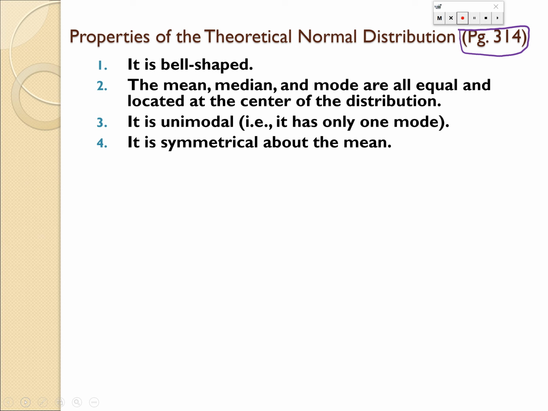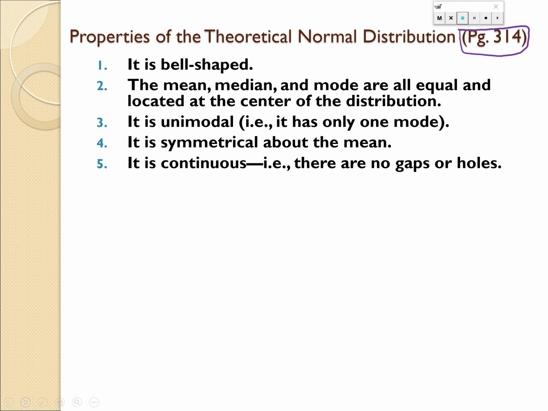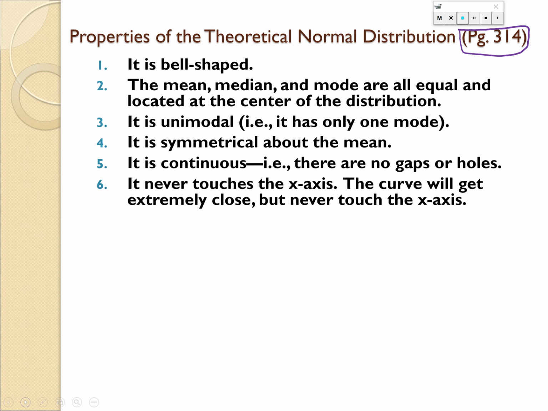It's symmetrical about the mean. The mean's at the middle of the distribution. So that'd be the place where I'd fold my graph in half, so the two sides would match up. It's continuous. That's one of the properties we've already talked about. So it's just one nice smooth curve. There's no holes, there's no gaps. And some of the curves that we saw pictured earlier, none of the curves ever touch the x-axis, and they never will. They'll get really close towards the tail end on either side, but they're never going to touch the x-axis.